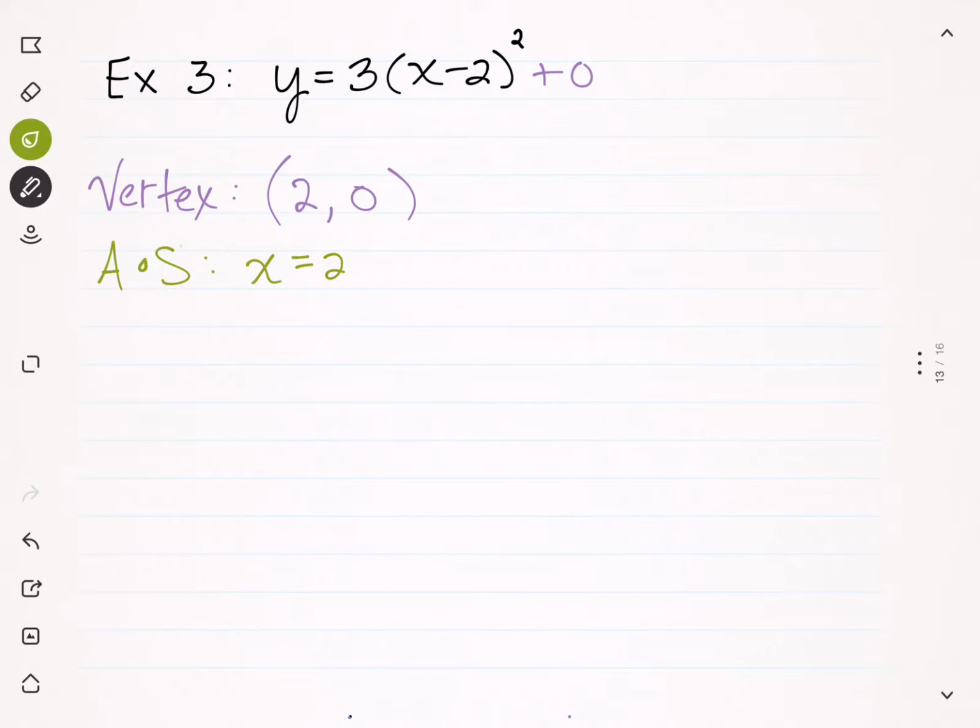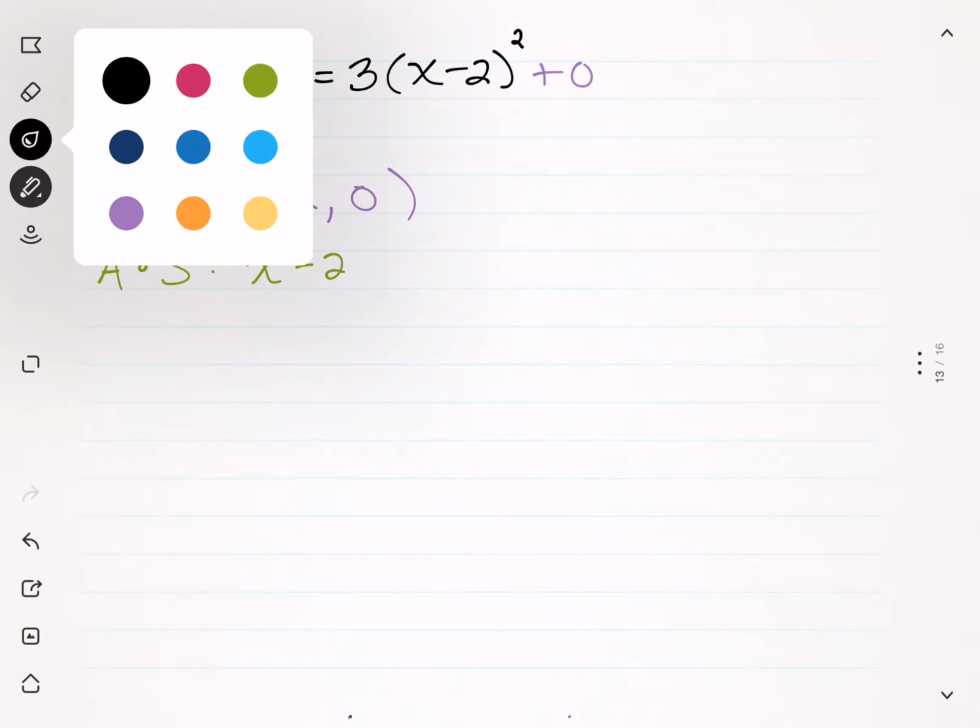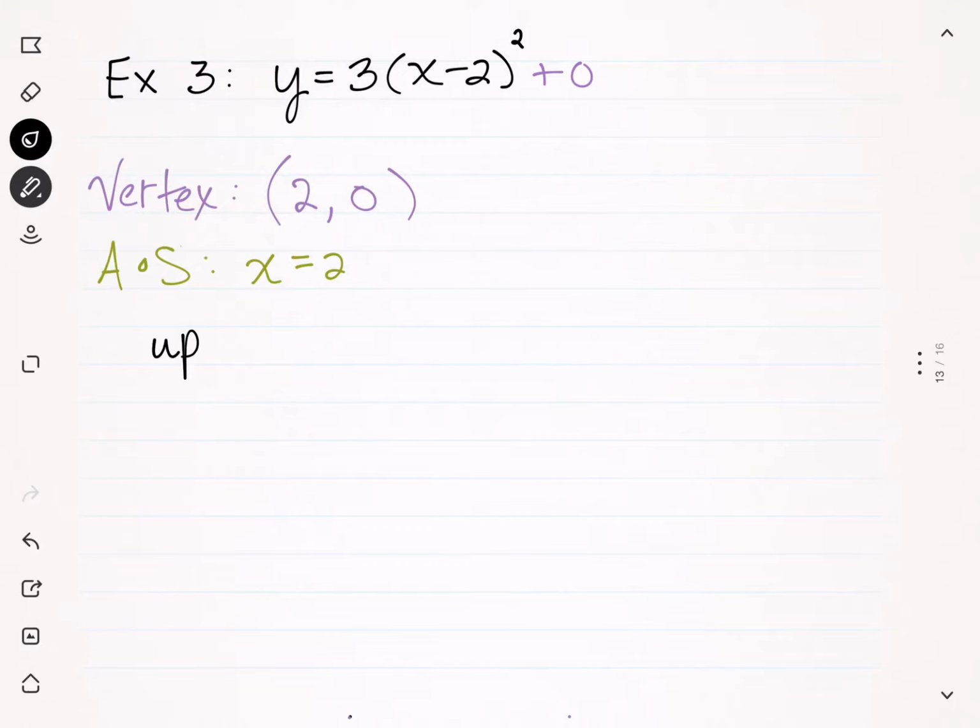Okay? And then let's see, are we going to open up or are we going to open down? Well, for this one, a is positive 3, so we are going to be opening up. So let's get this plotted. Now, where is our vertex? To plot my vertex, I would start at the origin, I would go right 2 units, and then I wouldn't go up or down at all. So I'm going to be right on the positive x-axis in between quadrant 1 and quadrant 4.